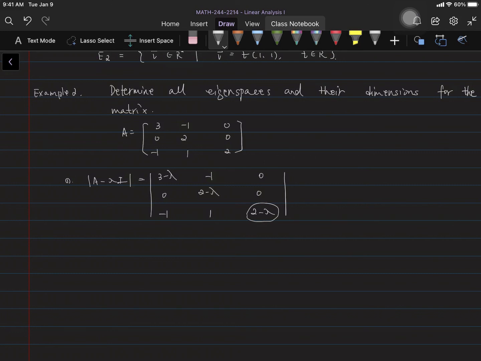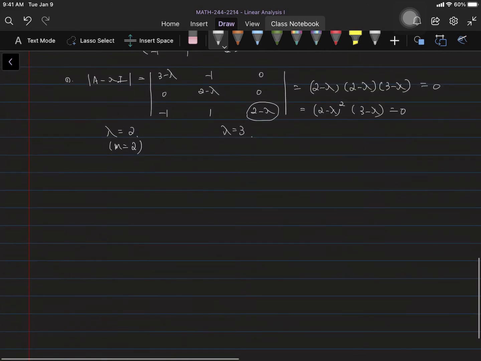We use the last column to expand, and actually we get this one. Okay, so we find lambda equals 2 and lambda equals 3. But for lambda equals 2, we have multiplicity 2, because for that lambda, the factor 2 minus lambda is actually squared. So by definition 1, the multiplicity is 2.